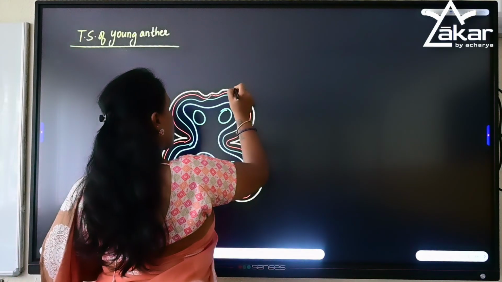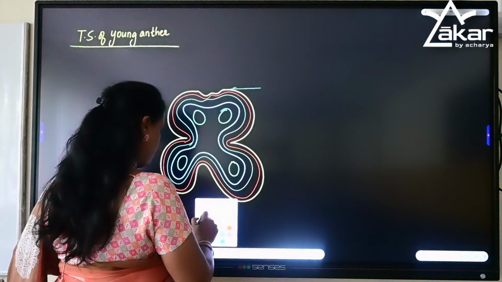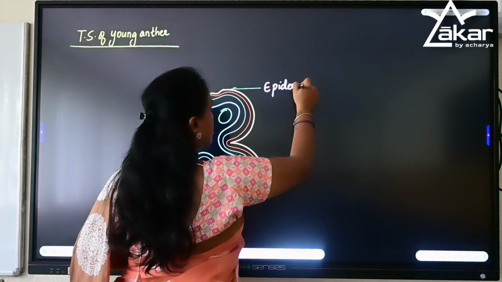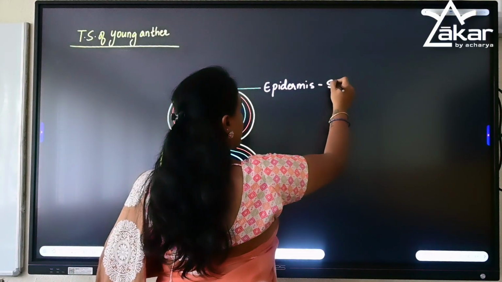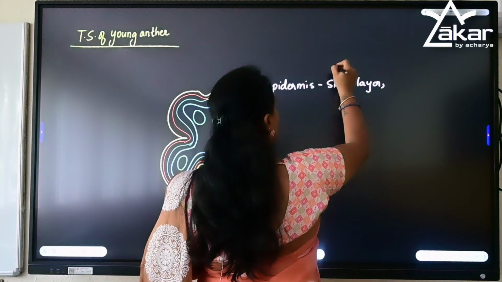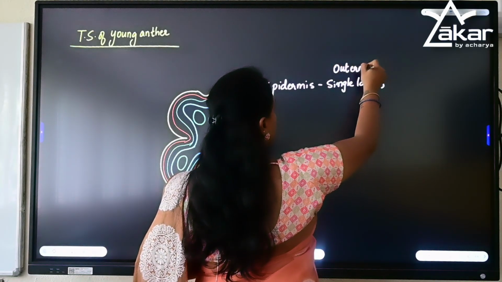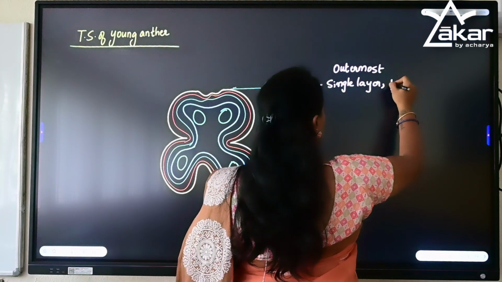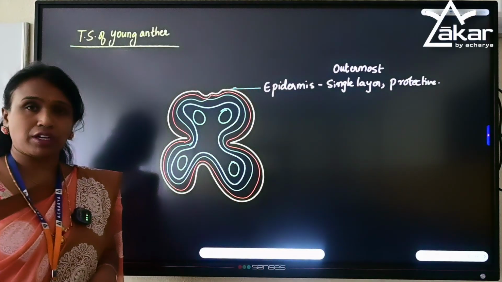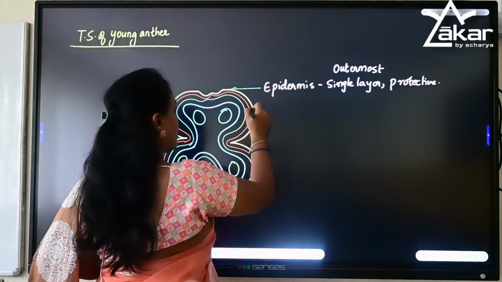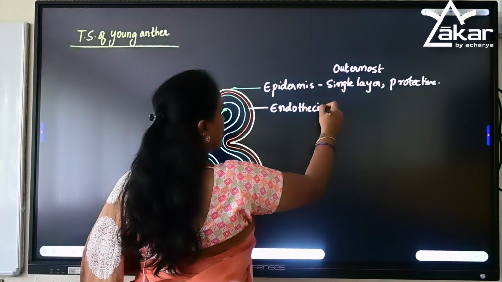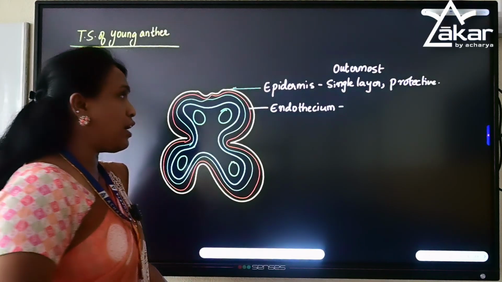So the outer wall is epidermis. This epidermis is a single outermost layer and protective in function. Then comes the second layer, endothecium. The first outermost layer is epidermis, then the next layer is endothecium.